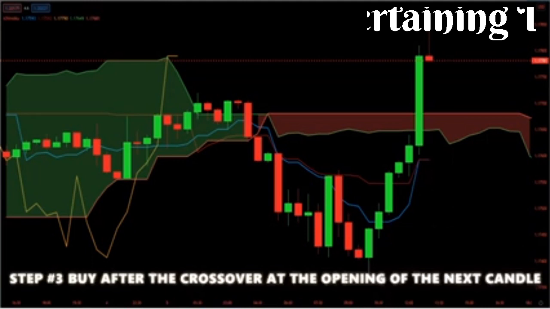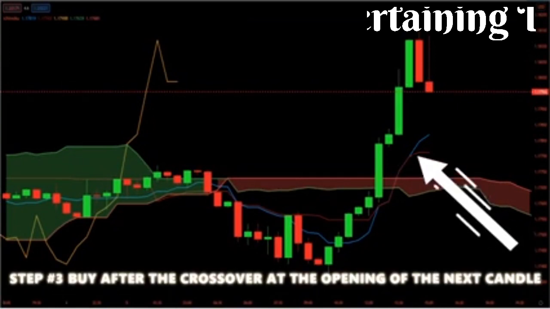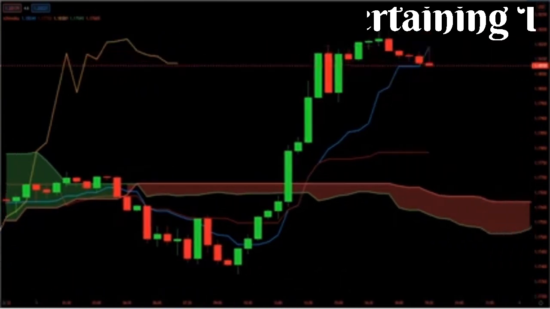Step number 3, buy after the crossover at the opening of the next candle. Ideally, any long trades using the Ichimoku strategy are taken when the price is trading above the cloud. So after the crossover, we buy at the opening of the next candle. The next important thing we need to establish is where to place our protective stop loss.